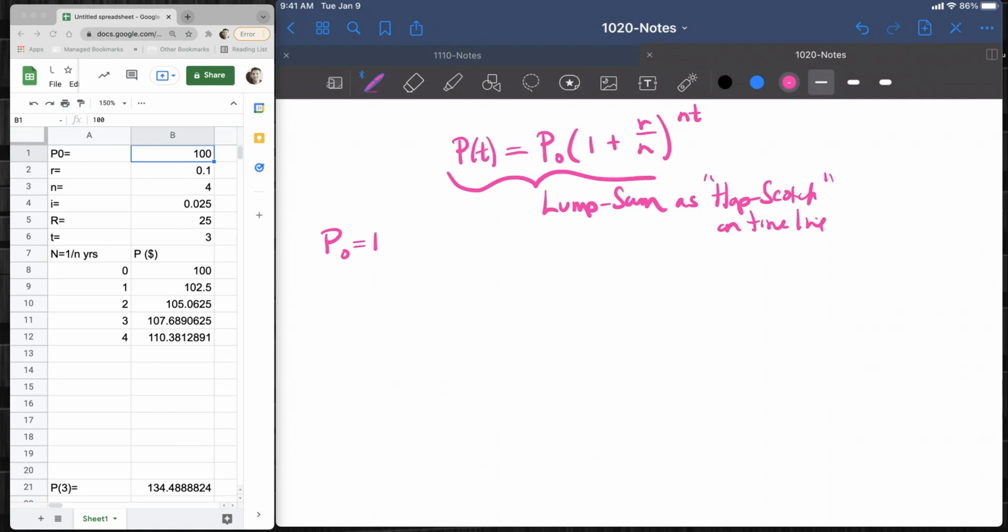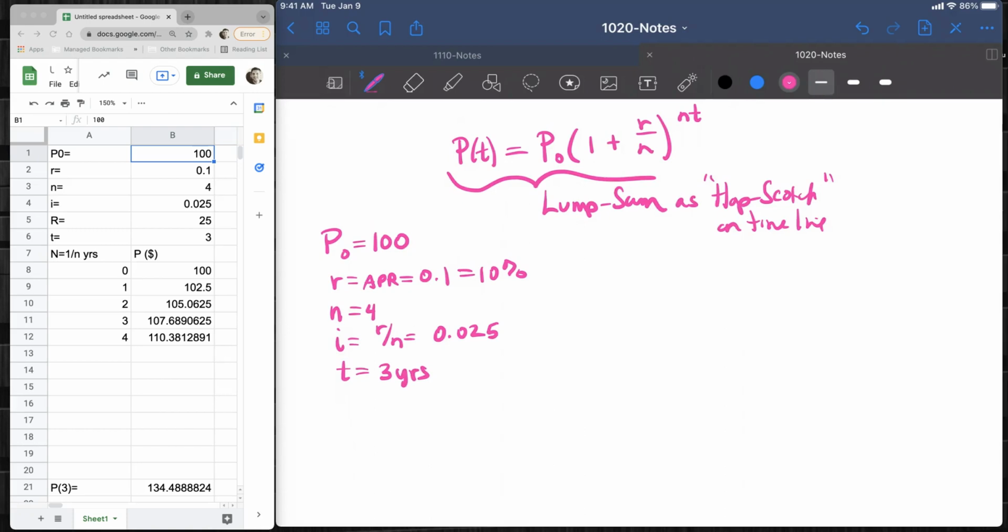We will put this lump sum formula in the context of an annuities problem. But for example, if we had $100 that we wanted to invest, at an APR interest of 10%, so that would be 0.1, and an N value of 4, then there is a value called I, the interest rate per period, which is R divided by N. We're seeing that over here in our spreadsheet as 0.1 divided by 4 is 0.025. And we want to follow this for 3 years of time.